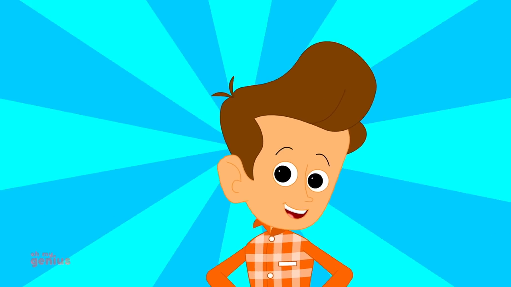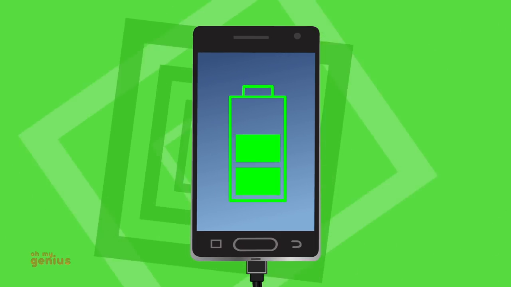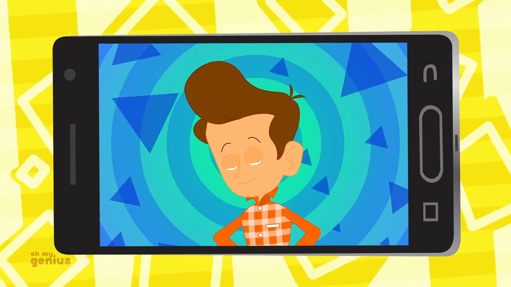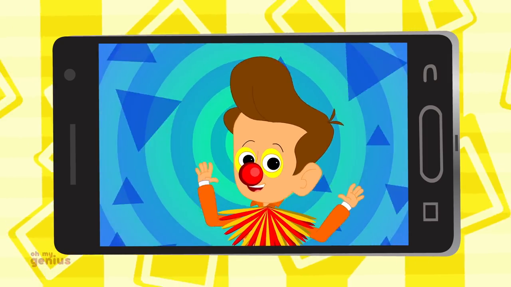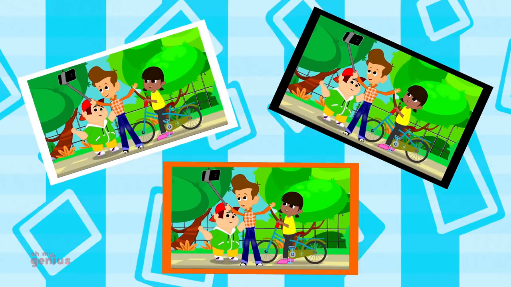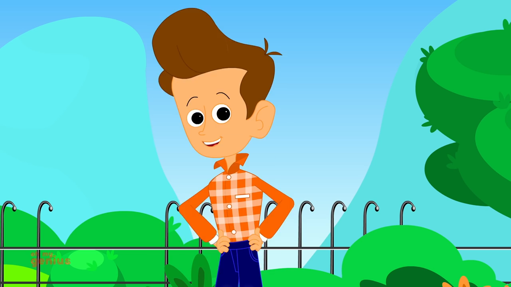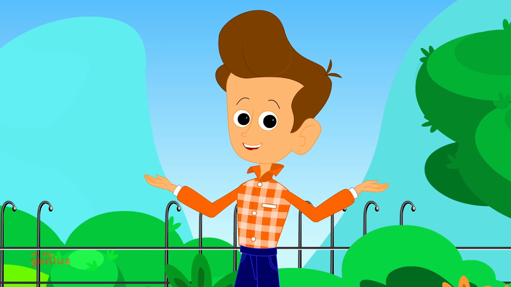You gotta smile, gotta frown, even turn upside down. You gotta charge up your phone, clicking all over town. You gotta pucker up your mouth till you look like a funny clown. You gotta bundle up your friends, colors white and black and brown. You gotta smile, gotta frown, even turn upside down, 'cause that's the way you take a perfect selfie.